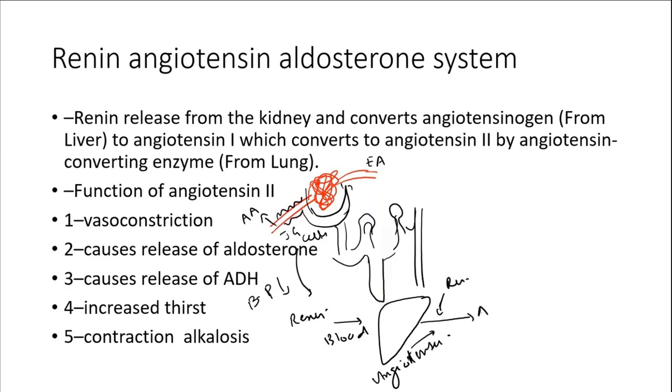to angiotensin 1, and then angiotensin 1 will go to the lung, where lung can produce an enzyme called ACE, angiotensin converting enzyme, which will convert angiotensin 1 to angiotensin 2. And this angiotensin 2 has multiple function. Let's discuss one by one.